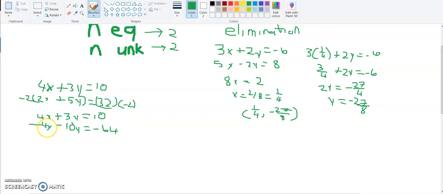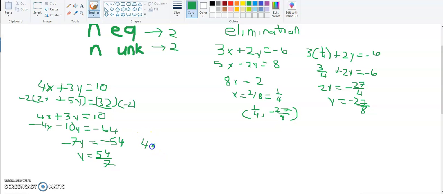So 4x minus 4x is 0, 3y minus 10y is -7y, and 10 minus 64 is -54. So I get y is equal to positive 54 over 7. Then I can substitute back into it. Doesn't look like I can easily get rid of the fraction, so I'll just do the first one.